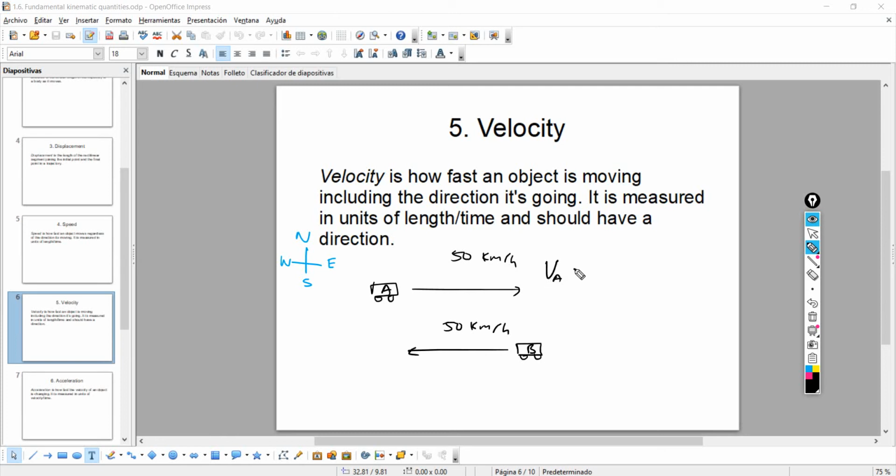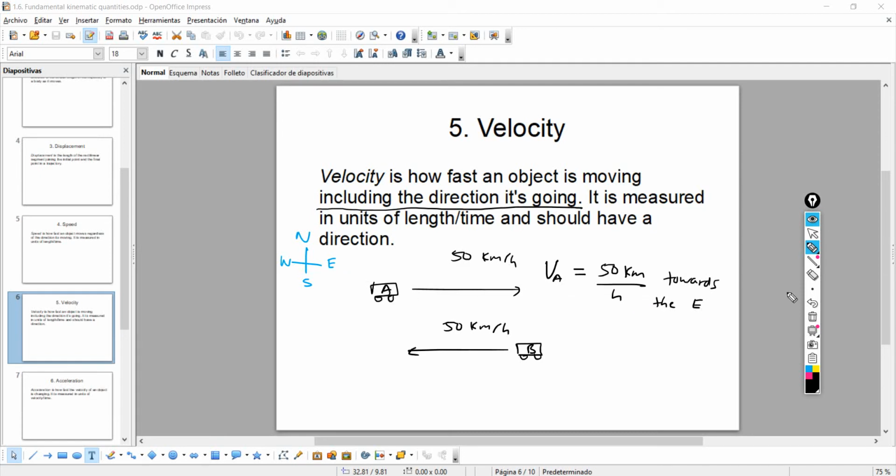The velocity of car A will be 50 kilometers per hour, okay? And then you have to include the direction of motion. So it's not enough to say the velocity of the car A is 50 kilometers per hour. That is incomplete. What we should add is something like this, towards the east, right? Because this car is moving in that direction, which is the direction of east.